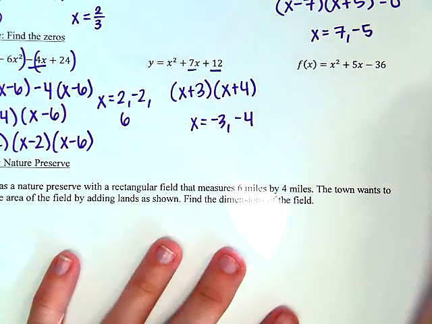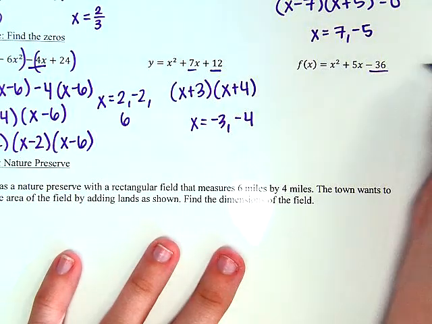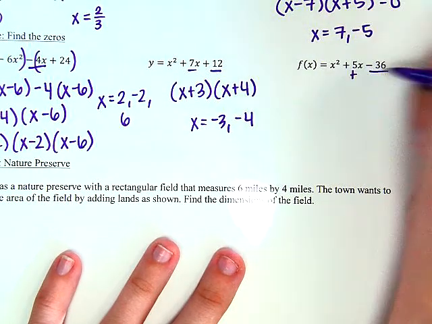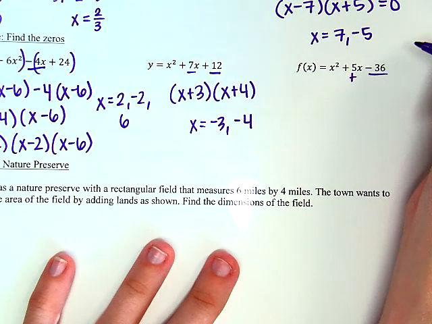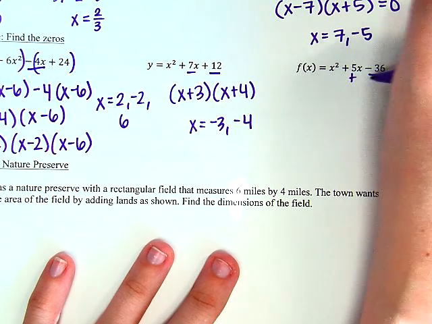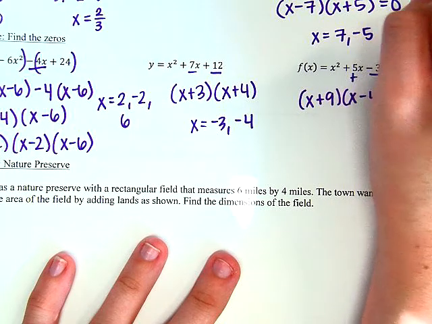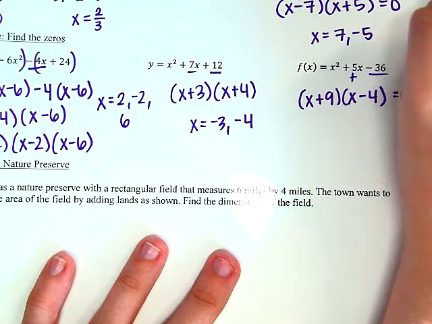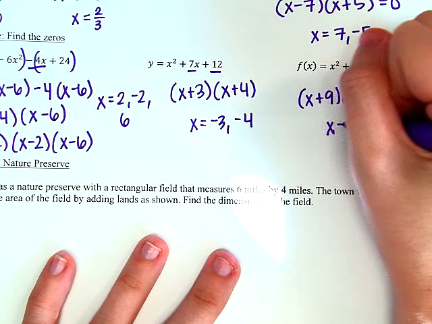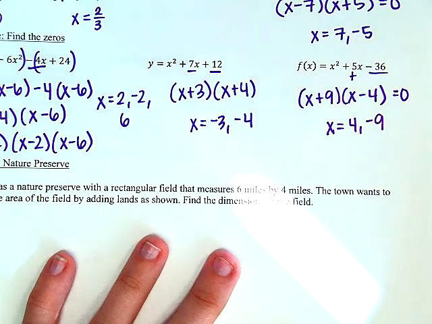One more. Again, a good old factoring one. What multiplies to be negative 36 and adds to be 5? Looks like 9 and 4. And then which one's got to be positive? It's got to be x plus 9, x minus 4. So my two answers are x equals 4 and negative 9.